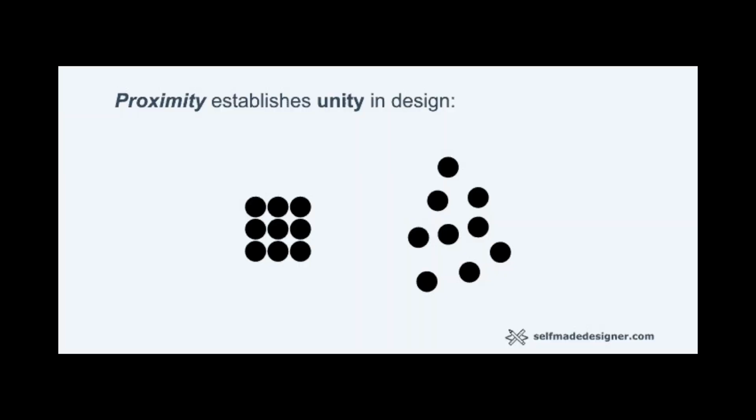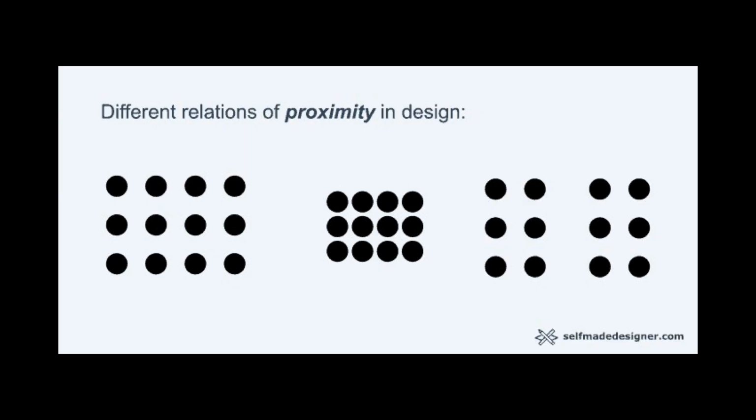Proximity establishes unity in design. Example on the left, organized. Everything's together. We understand that those circles are together. The one on the right, everything's pretty sporadic and kind of all over the place. There's a variety of different ways as far as spacing, where the left side and the middle side are pretty similar, we'll call it a block of circles. Whereas the one on the right might be a little bit more ambiguous. Are these two sets of six circles, or are they all together?